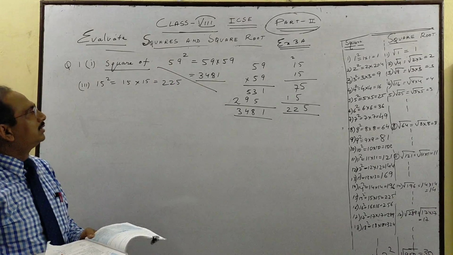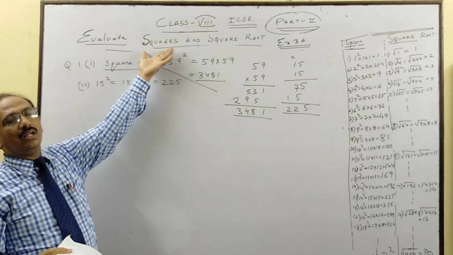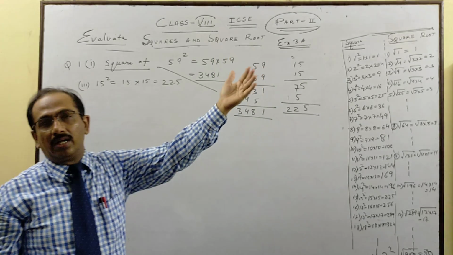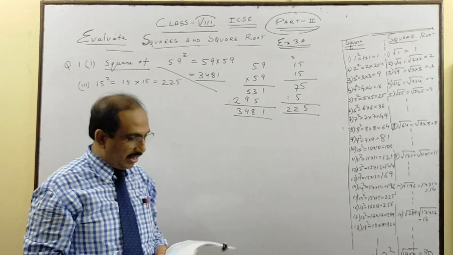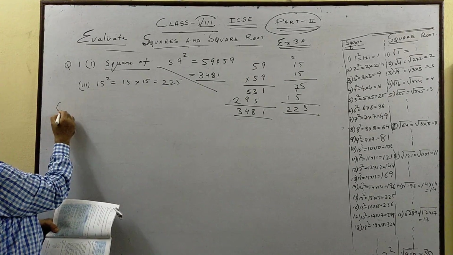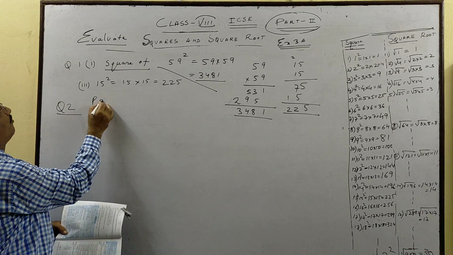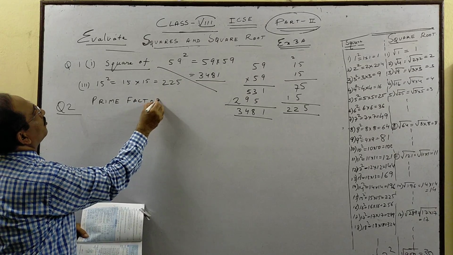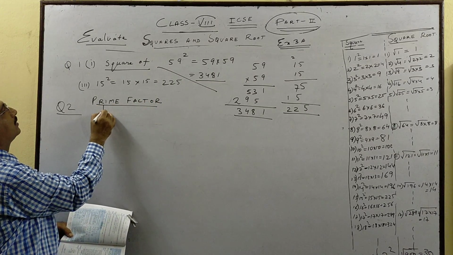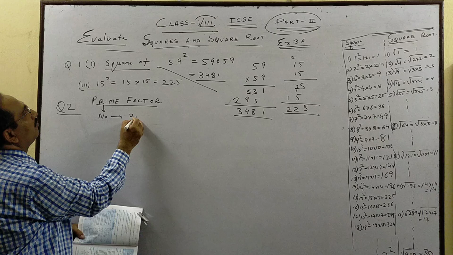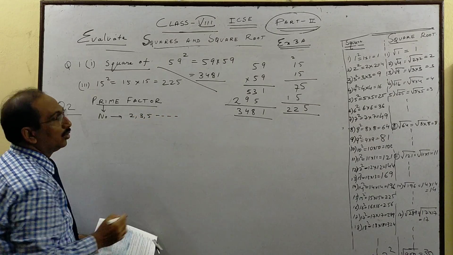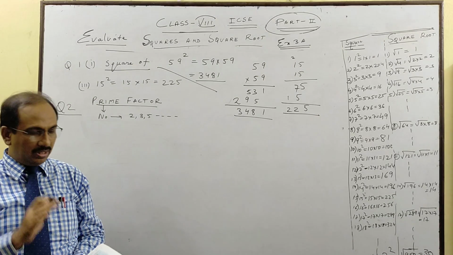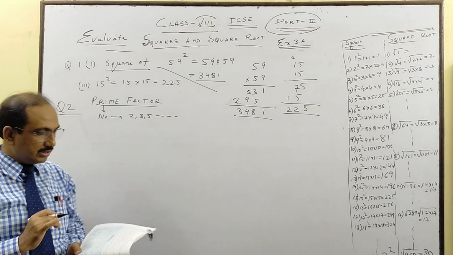So in this chapter, squares are less important because the main thing we are learning is finding the square root by the prime factorization method, which is our question 2. Find by prime factor. So first of all, you should know what a prime number is. A prime number starts with 2. 1 is not a prime number. So prime factors, if you have done them before, we will revise here.